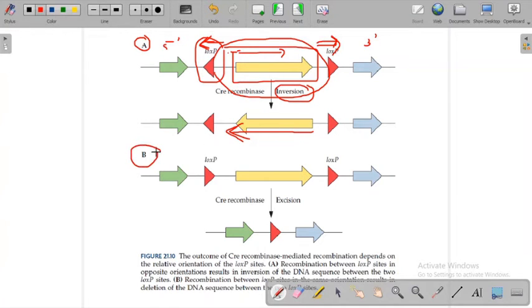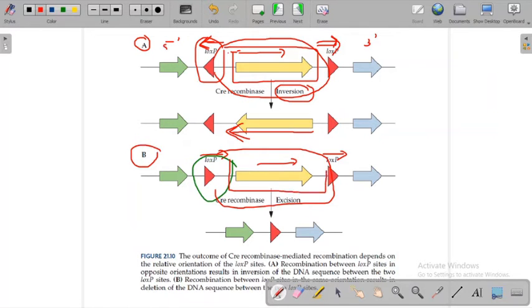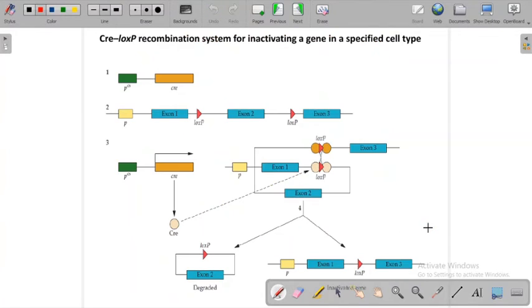But in the second part, what happens if the LoxP sites are oriented in the same direction, the forward direction, suppose, and the gene is also in the forward direction? Now what happens? The Cre protein will come and bind over here, and there will be recombination of these two LoxP sites. As I said in the previous part, the central gene will be excised. There is an excision of the gene, only one LoxP site will remain, and there will be a knockout. So this is what happened.